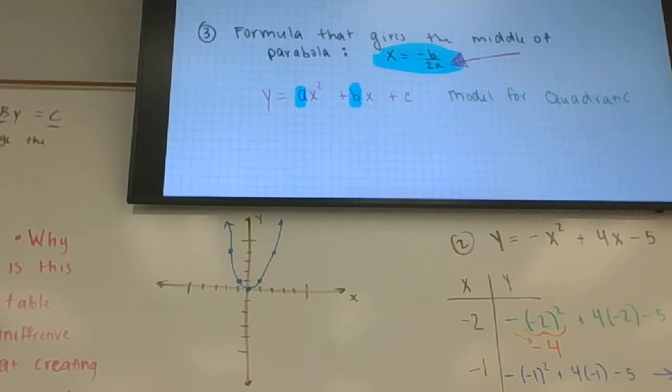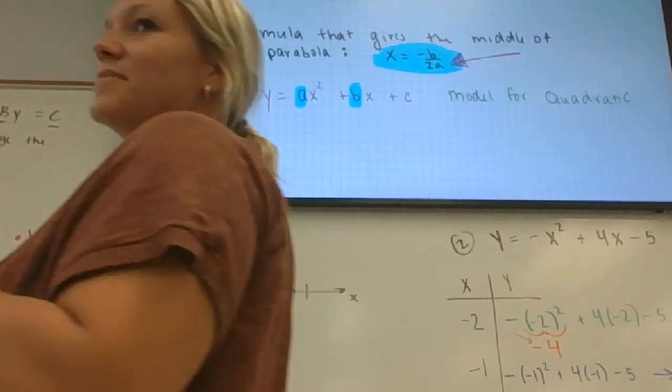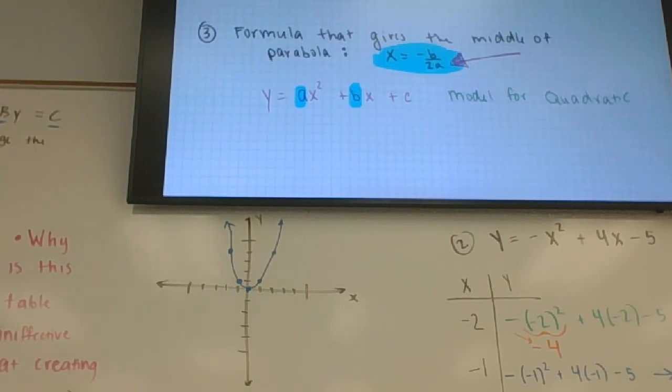Long story short, you have to know where the middle of the parabola is to be able to create a good graph so you can see both sides. If you don't get the middle right, you won't get a U shape. What was the middle called in our absolute value graph? Anybody remember? Vertex. U shape also has a vertex. The middle's called the vertex.